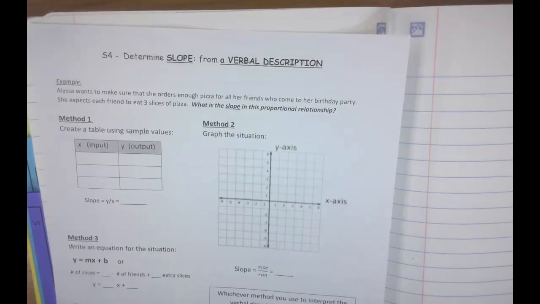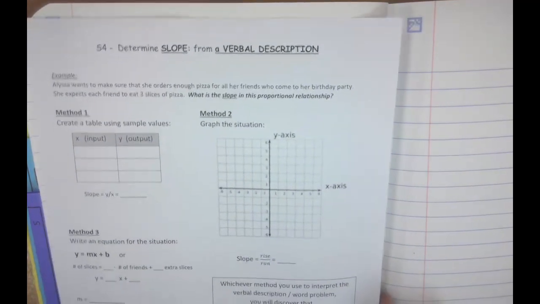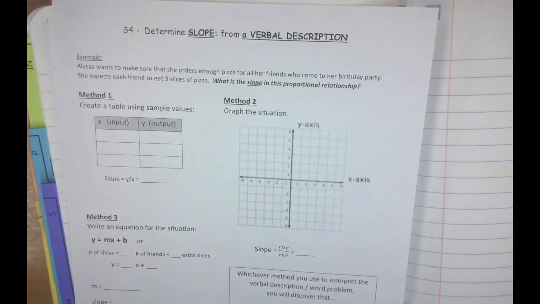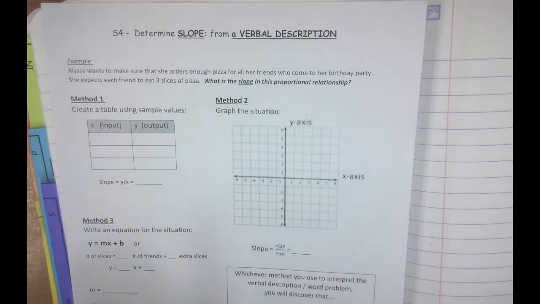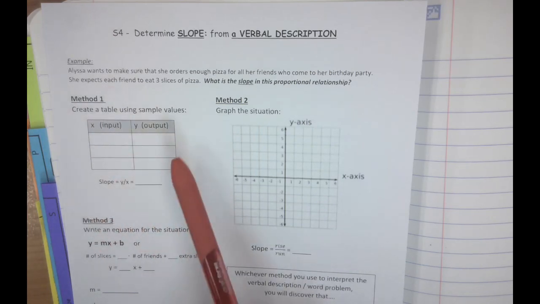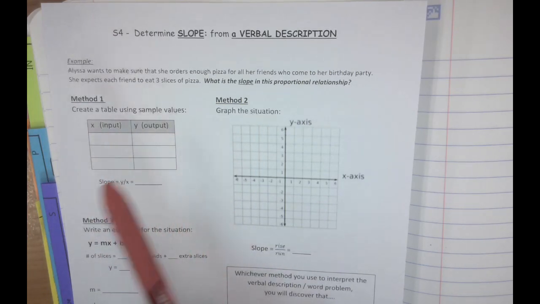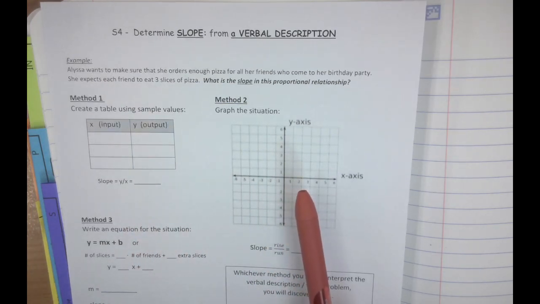All right, so topic 4, we're going to determine slope from a verbal description. So basically, we're given a scenario, and we have to use that scenario to help us find the slope of the relationship. The easiest way to go about that is probably to use one of these 3 methods. We are going to take the situation and either create a sample table of some possible numbers that would work in that scenario, we could create a graph of the situation, or we can write an equation that represents the situation.